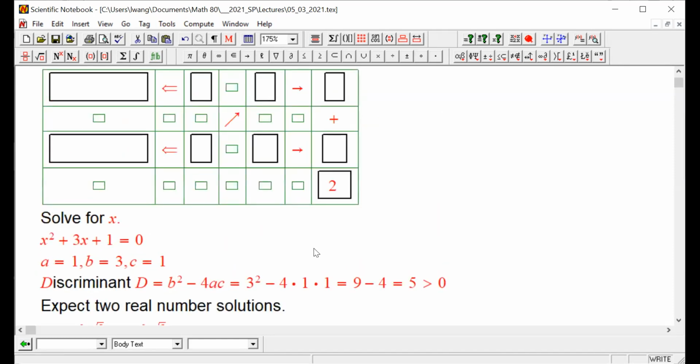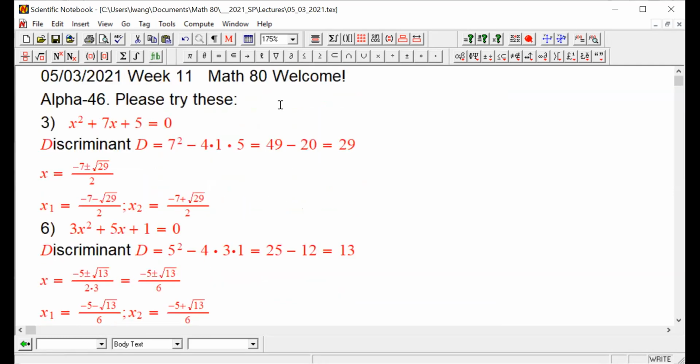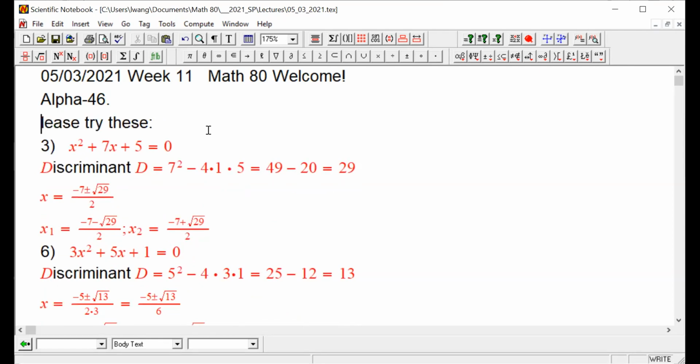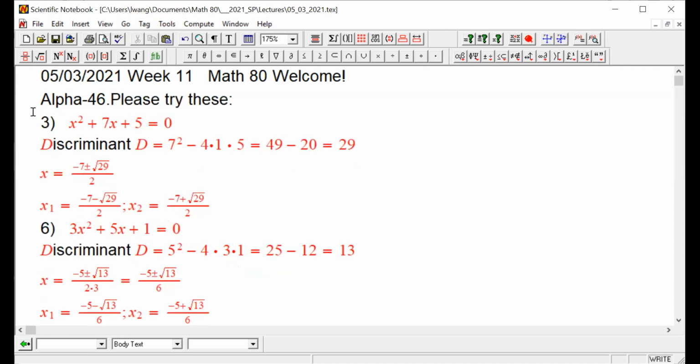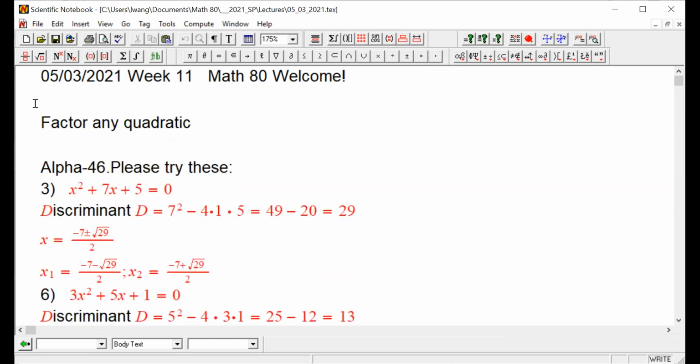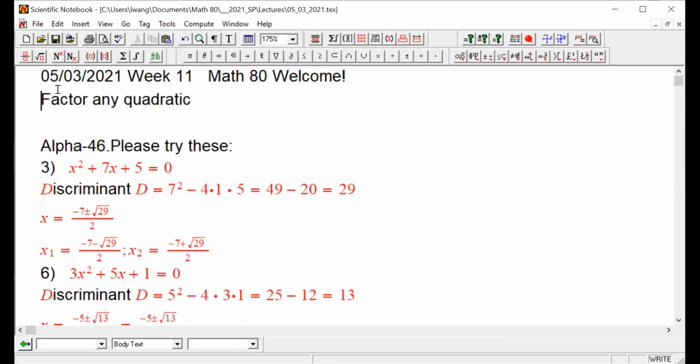Okay, so what is a general form? I'm going to give you the general form. Factor any quadratic. Okay, factor any quadratic form.